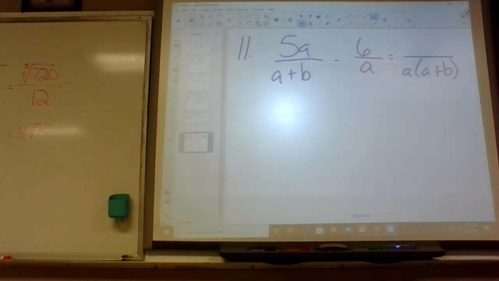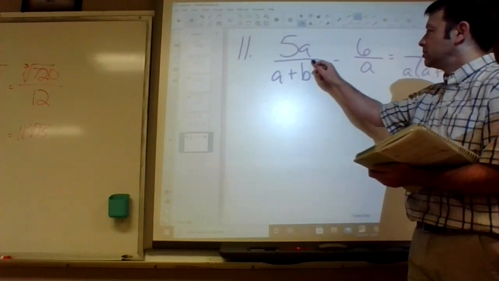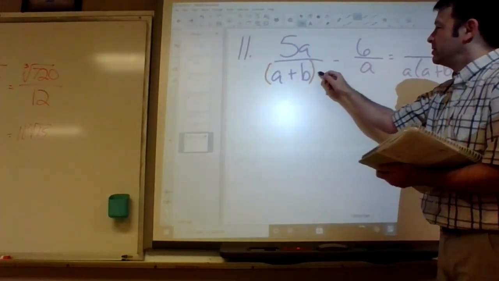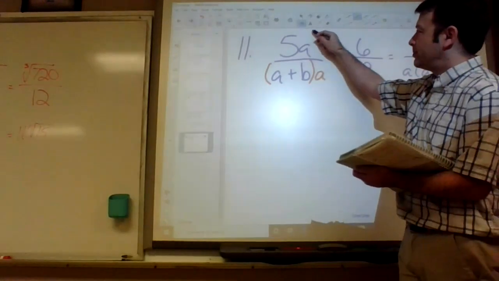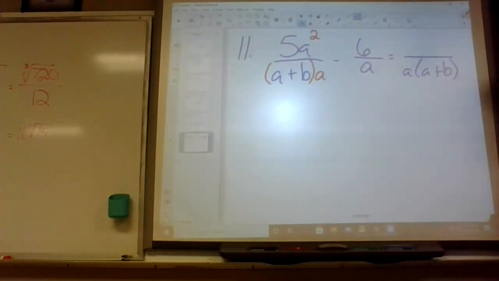So what does that first fraction need to have that common denominator? What's it missing? A. It needs an A. So if you multiply the bottom by A, though, you need to multiply the top by A, which would basically make that A squared. So 5a squared minus 6 over.